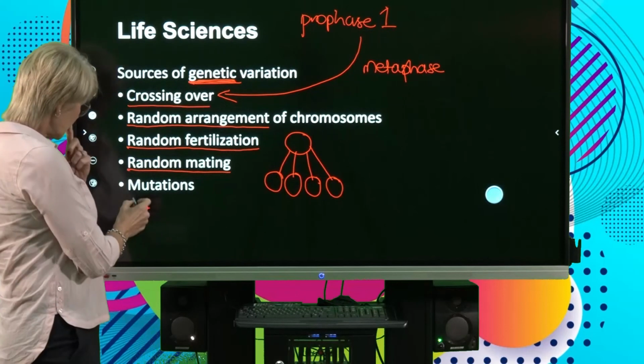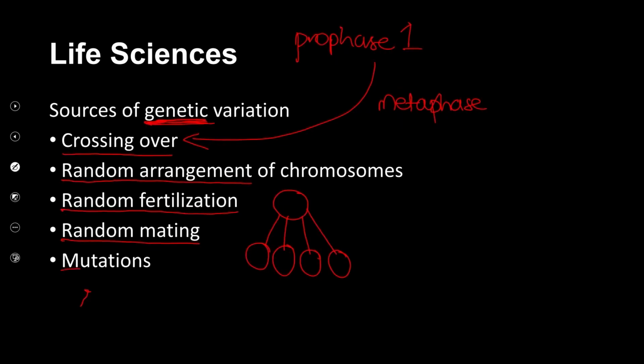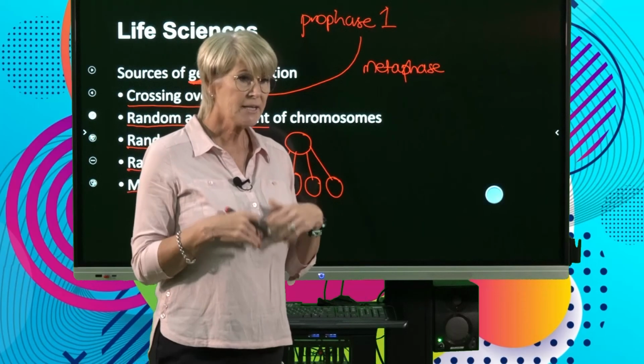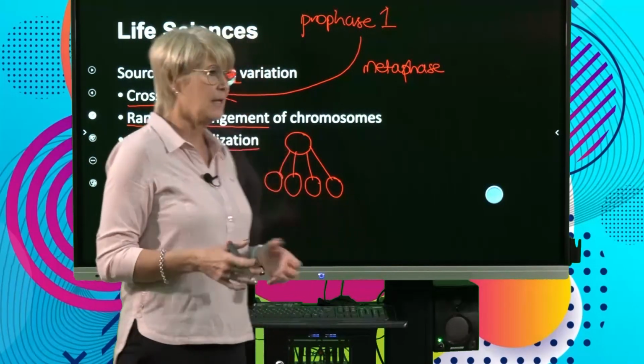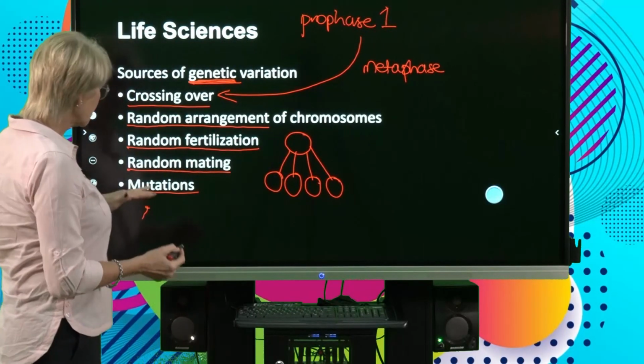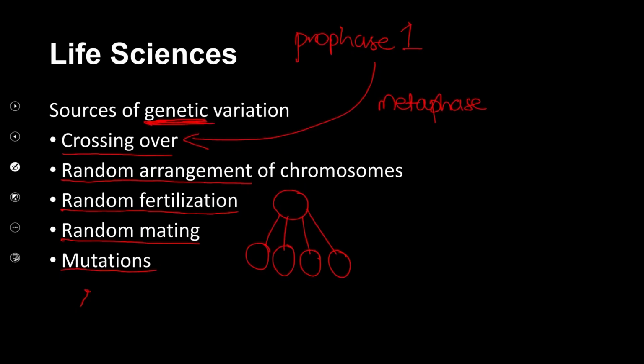All right, and then the last source of genetic variation is mutations. And remember, we learned that mutations are a random change in the genetic structure of an organism. So again, we don't know what causes it, why it happens, when it happens. It just does happen. And it happens randomly. And because of that, the randomness of the mutations also creates a source for genetic variation. So all of those are the sources of genetic variation.